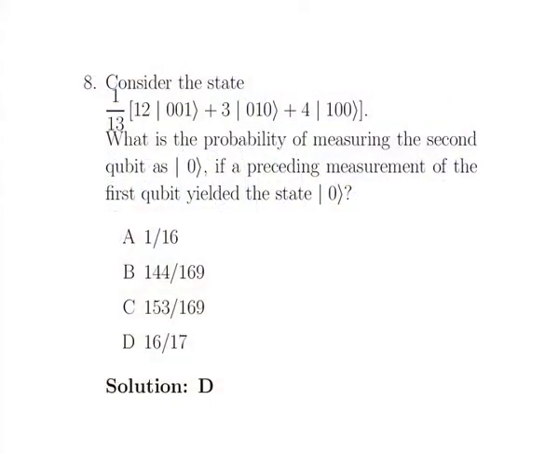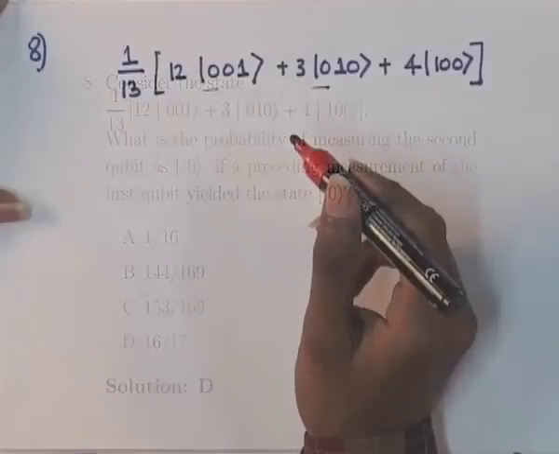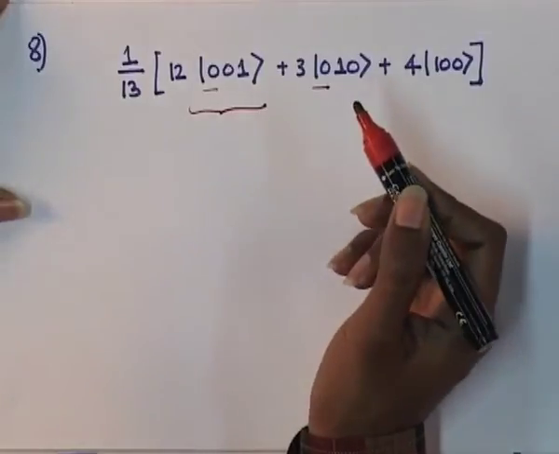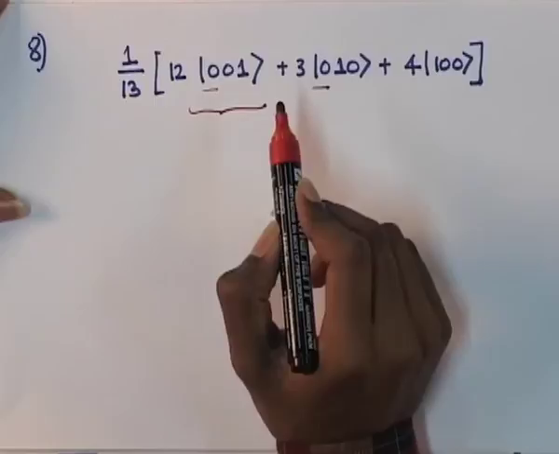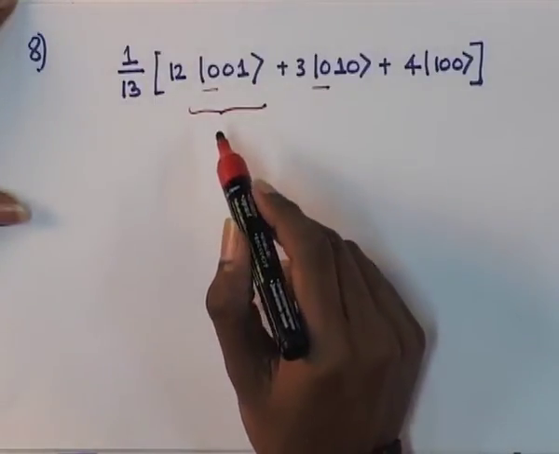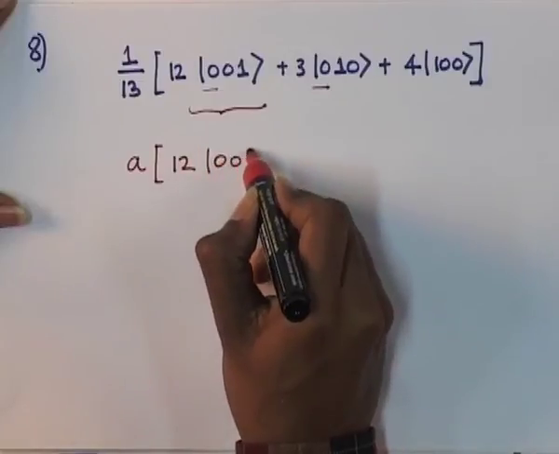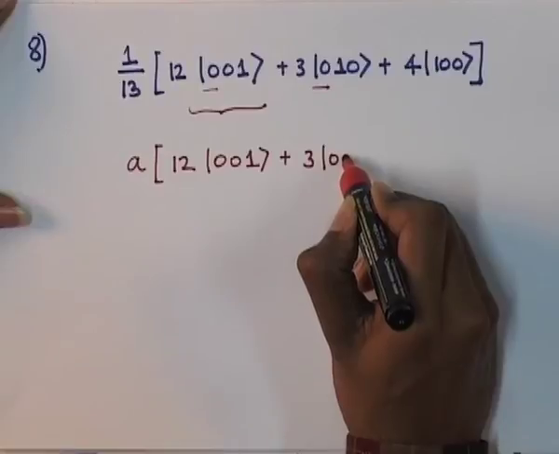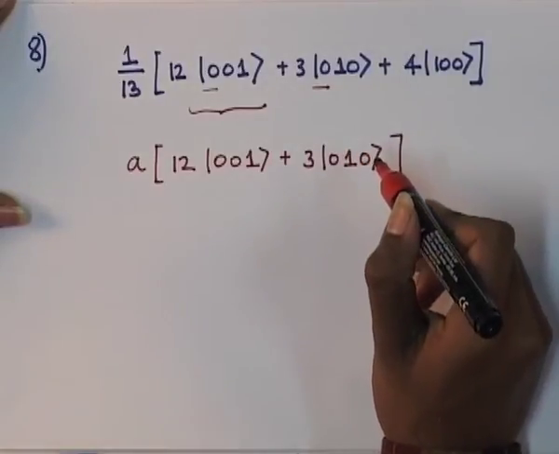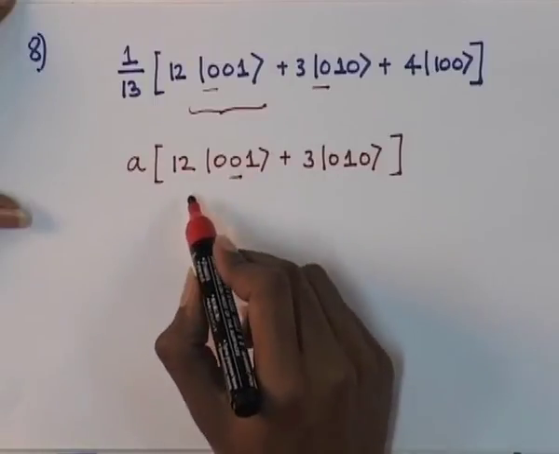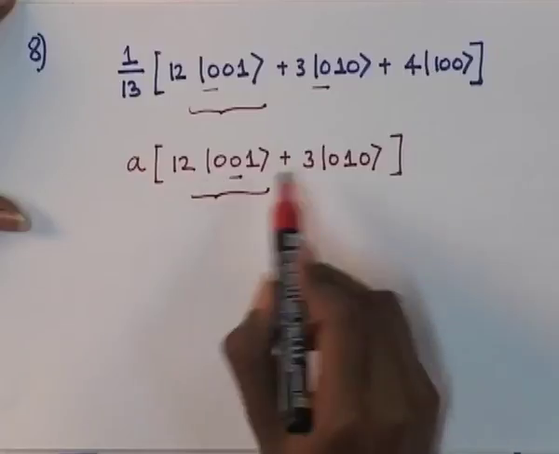Question number 8 has considered a state which is given there, and we are asked to find the probability of measuring the second qubit as 0, given that the preceding measurement of the first qubit yielded the state 0. After a measurement is done on qubit 0, this state collapses to this, and now we are asked to measure the probability of obtaining the second qubit as 0. That is, we are asked to find the probability of obtaining this state when the given quantum state is a linear combination of these two states.